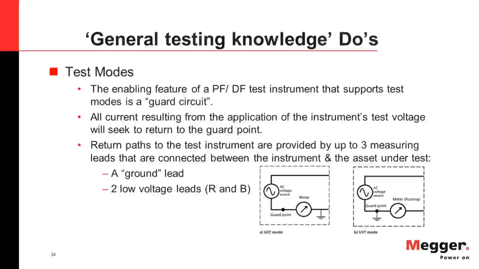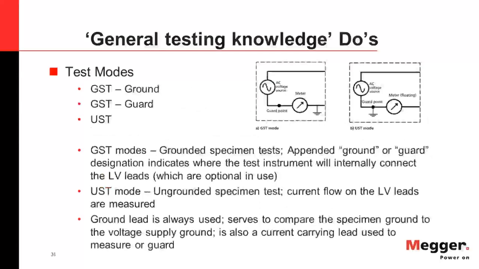There are 3 test modes: GST ground, GST guard, and UST. In the GST modes, the specimen under test is grounded. Now in these 2 diagrams on the upper right-hand corner, the specimen is not shown, but it would be off to the right of each of these 2 diagrams. So you can see in the case of the GST mode diagram, the leftmost of the 2, the specimen off to the right has a ground close to it. The specimen is grounded. The appended ground or guard designation indicates where the test instrument will internally choose to connect the low voltage leads based on your input.